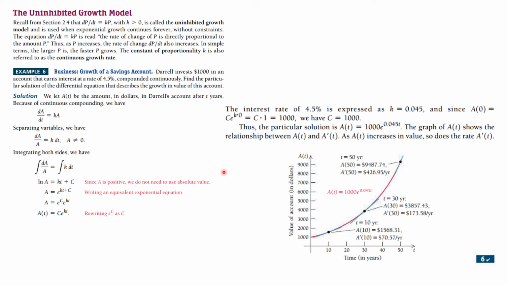We knew in this problem that the interest rate was 4.5%, and that means k, the continuous growth rate, is this. And since A of 0 is equal to 1,000, we can solve for c, and c is 1,000. That means that the particular solution is A of t is equal to 1,000 e to the 0.045t, and you could graph this and you would have an expression for the growth of the savings account over time.